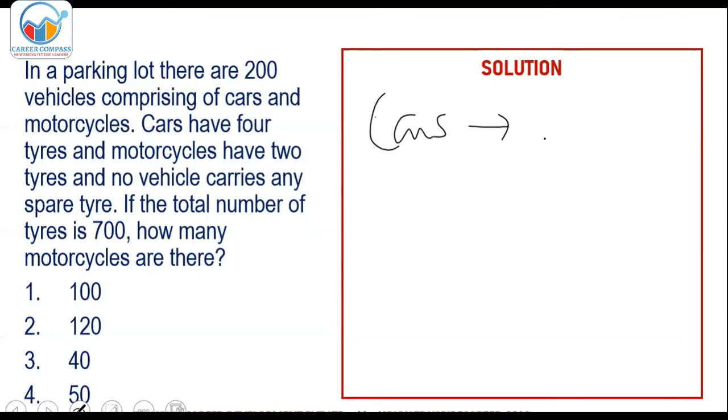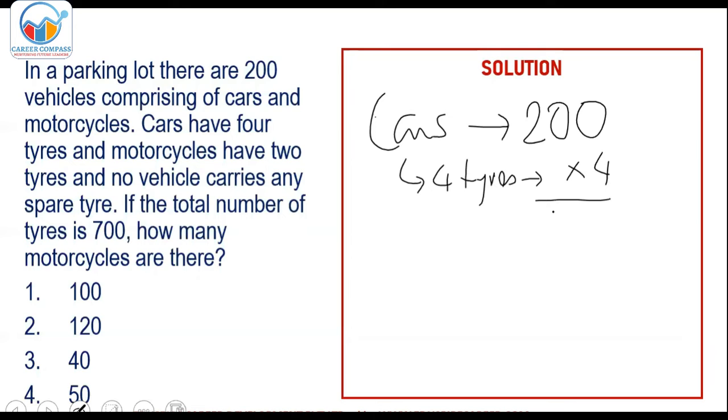So please understand first, if I assume all the vehicles are cars, that means we are talking about 200 cars, right? I'm just assuming as of now that all the vehicles are cars. That means there will be 200 cars.